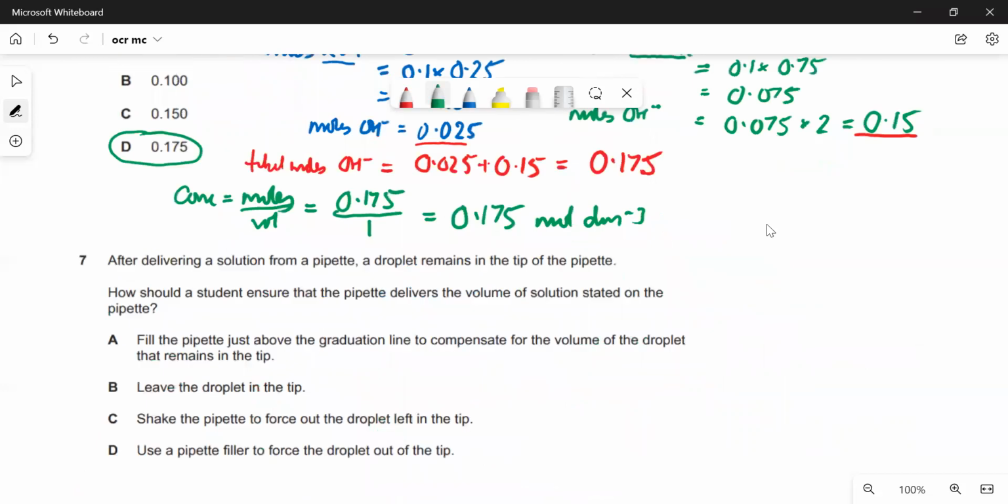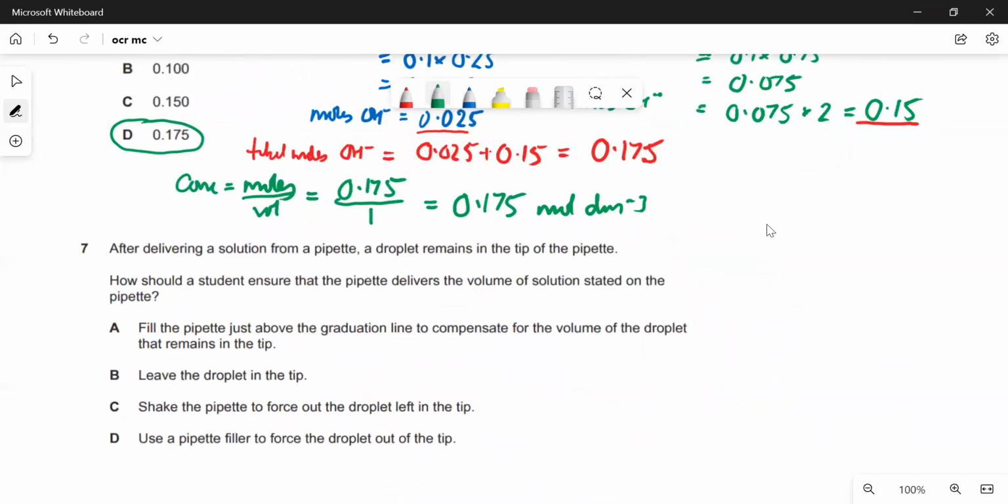Okay, right, number 7. After delivering a solution from the pipette, a little droplet remains in the tip of the pipette. So when you're using the pipette, you've probably seen it. When you empty it, you always end up with a little bit left in there. Now what you do is you don't try and shake it out. That's all accounted for. So the answer is you leave the droplet in the tip. You don't shake it out and you don't force it out. You leave it in there. 7B is the answer.